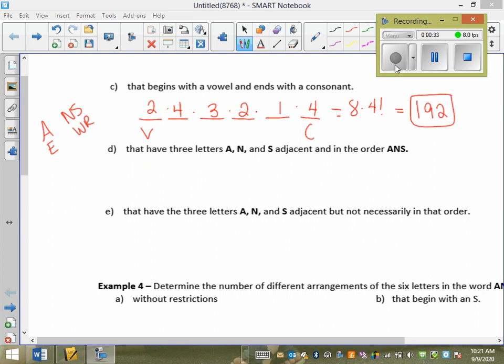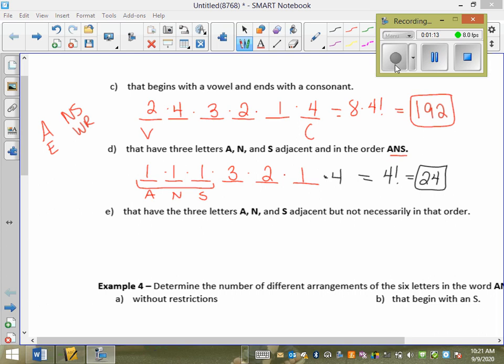Then we had A and S adjacent. Adjacent meant side by side, right? Still together, in the order A and S. So 1, 2, 3, 4, 5, 6. It had to be in the order A, N, S, so it was 1, 1, 1. Then I had 3 letters left, 2 and 1. And then I also have to remember to do what? Times by 4, because there are 4 places, 3 spaces here, and then this one at the front. So it's going to be 1 times 4 factorial, which is 24.